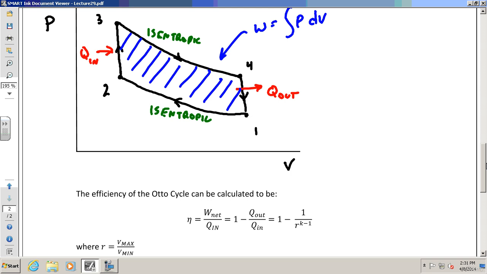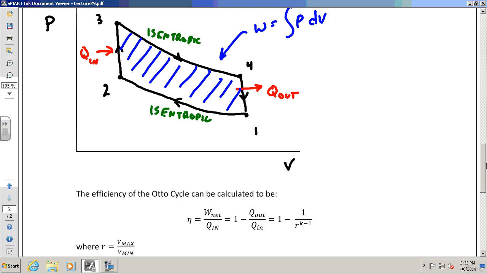Let's talk about efficiency. I'm going to spare you the details. If you want to go in the book and look at the details, it's not that hard, but I just don't want to spend the time on it. But the efficiency of the Otto cycle has a really interesting implication.